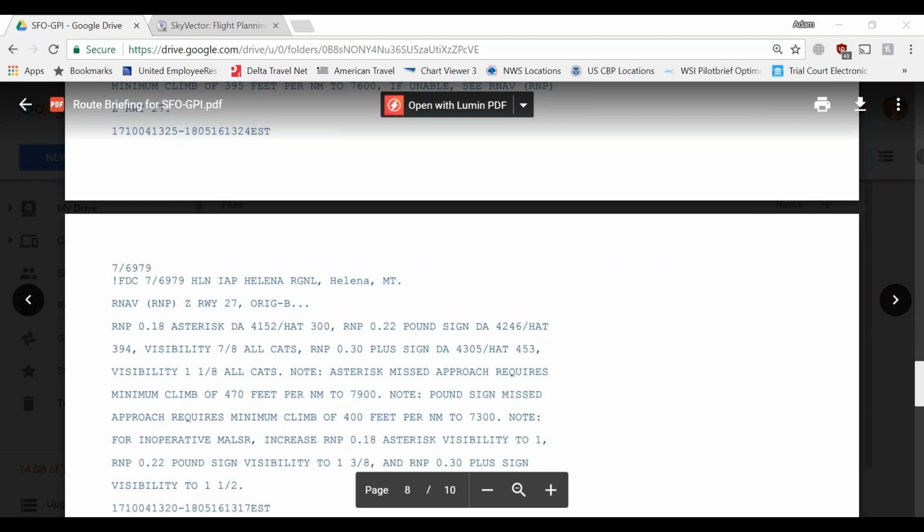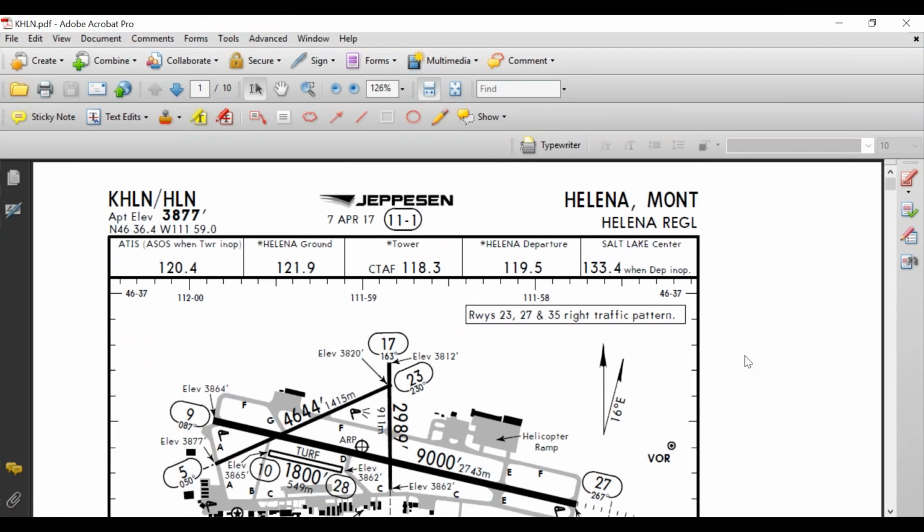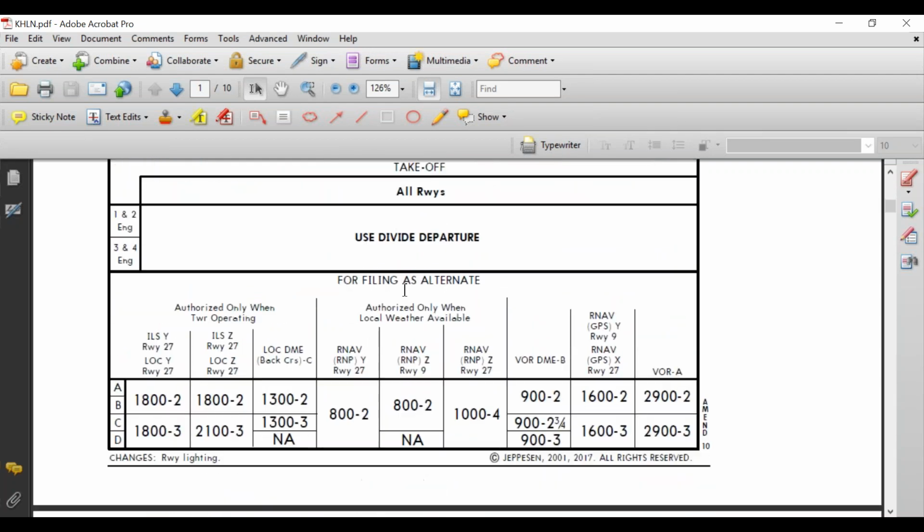And let's just hurry and double check the NOTAMs for Helena. Or not that, no, I'm sorry, just let's double check the landing minimums. The other thing is, since we're using Helena as an alternate, we need to make sure that we can use that ILS in our alternate minimums. So let's take a look here. So Helena, for filing as an alternate, we can read over here ILS Y, runway 27, ILS Z, runway 27. Now this is saying only when the tower is operating.